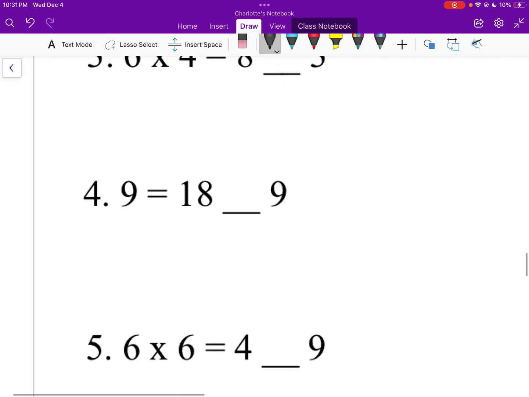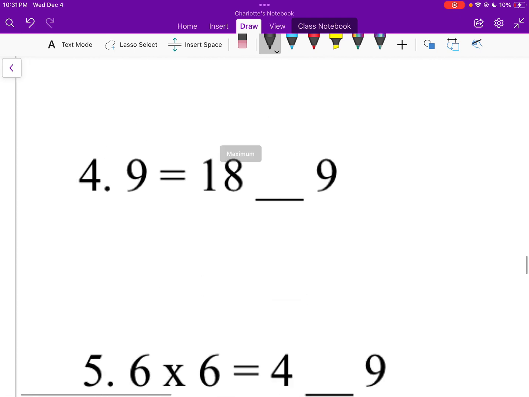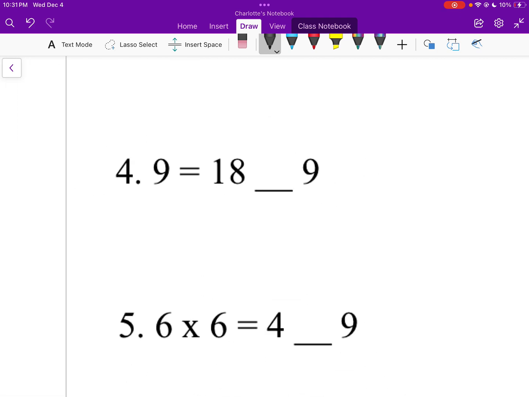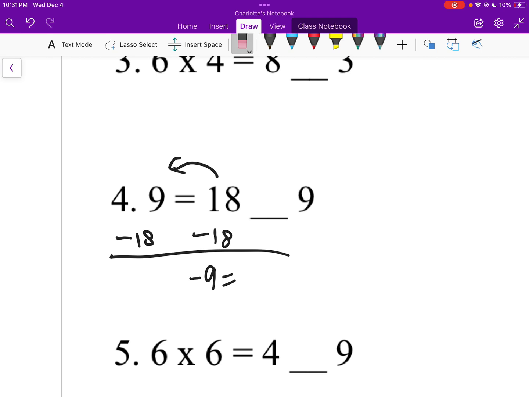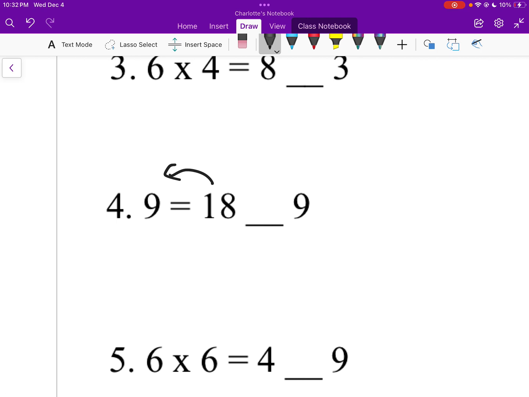Number 4, 9 equals 18 blank 9. So we can just move the equation to do this. So 9 equals 18 blank 9. When you move it here, subtract 18 from both sides to check the answer, it makes negative 9 equals 9. But that doesn't quite make sense in this case, so we can just see which matches. If you multiply, it makes it too big. If you divide, it makes the numbers too small. So we need subtraction.